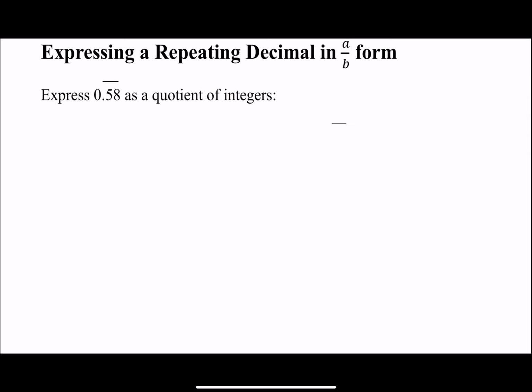Okay, let's say we have two repeating digits, 5 and 8. Guys, this bar that you see means that it's on top of the actual digits that are repeating. For example, here we have 0.58, 58, 58, 58, where 58 are two digits that repeat. So we can write it down as 0.58 and we put a bar on top of the digits that are repeating. So we want to express 0.585858 as a quotient of integers.